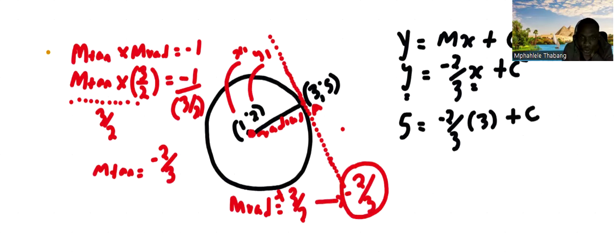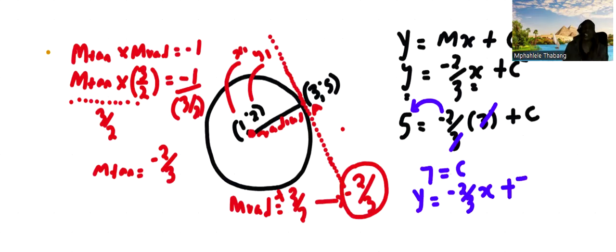Now you know that 3 cancels 3, and minus 2 comes this side. It's going to be 5 plus 2, which is 7, equals c. So the equation of the tangent is y equals minus 2 over 3 x plus 7. That is the equation of the tangent.